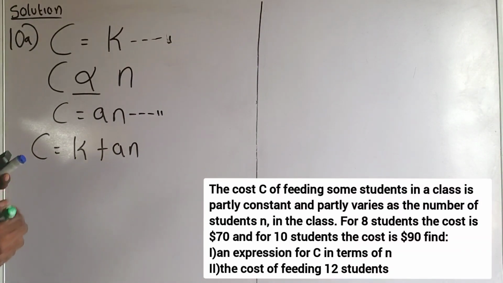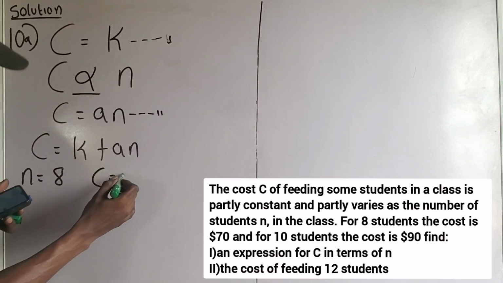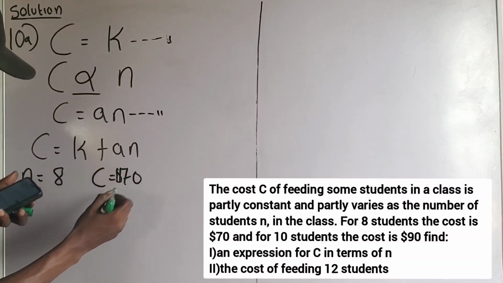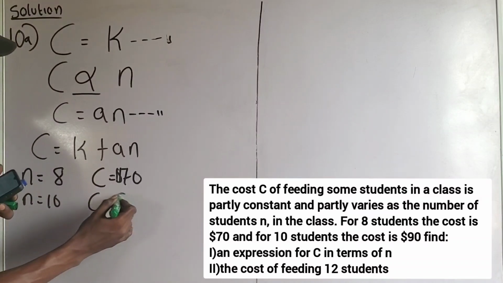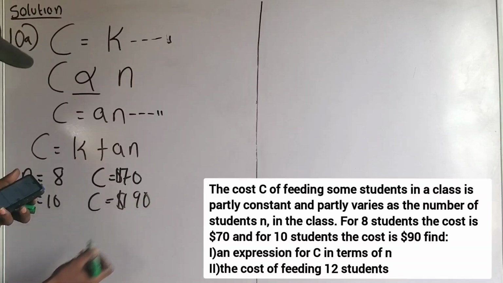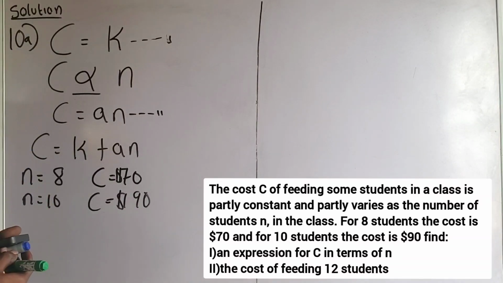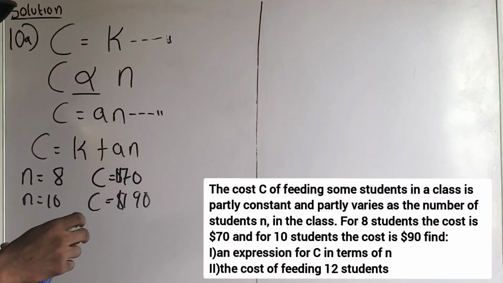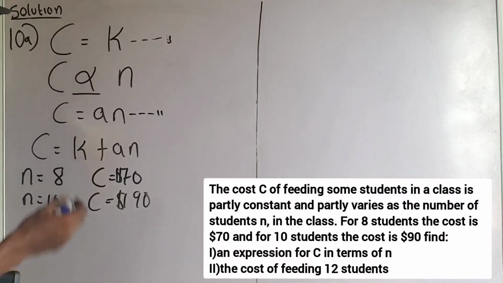Now, from the question, we are given that for 8 students, the cost is $70. When the numbers of students is 8, the cost C is $70. Now, when the numbers of students is 10, the cost is $90. We are asked to find an expression for C in terms of N. Before we can even find an expression for C in terms of N, we need to get the value of the constant that we have in the expression. Are you getting it?